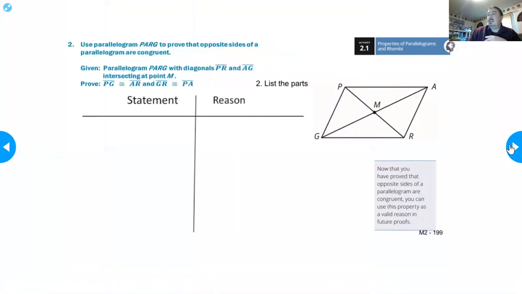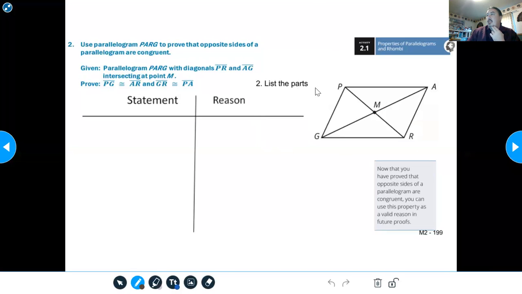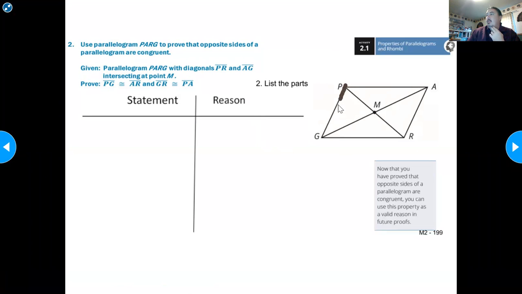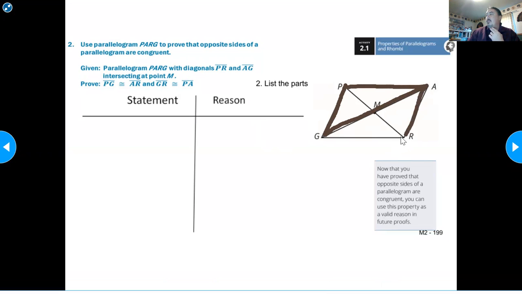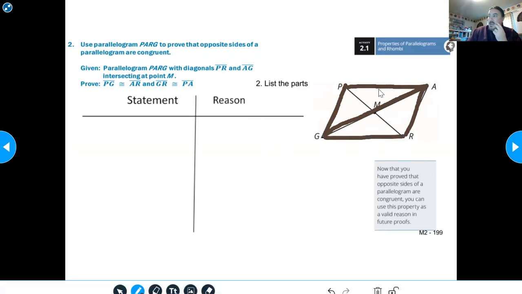So step two is list your parts. Make sure you're doing all this work here on the side, but list all the parts that you have. If you're going to prove that triangle PGA is congruent to triangle RAG, well, how are you going to do that?